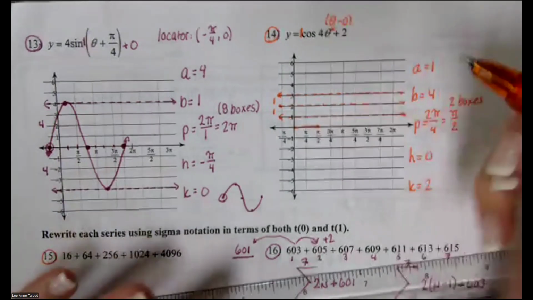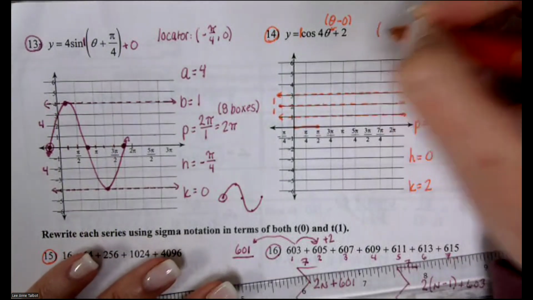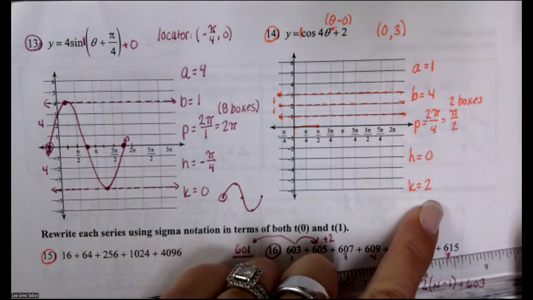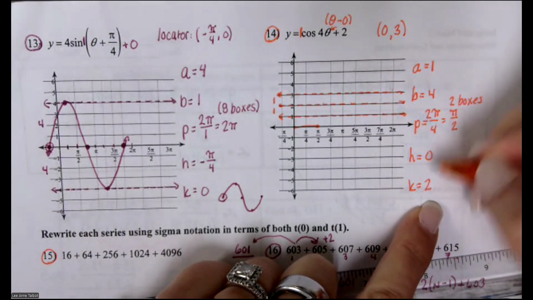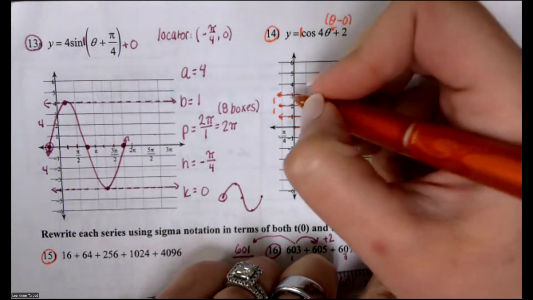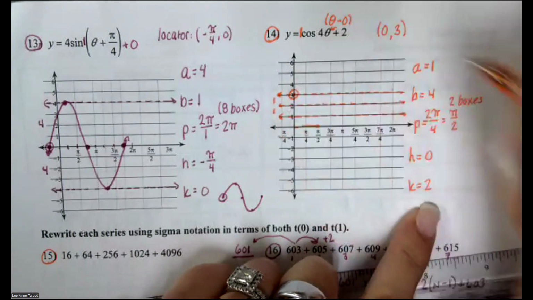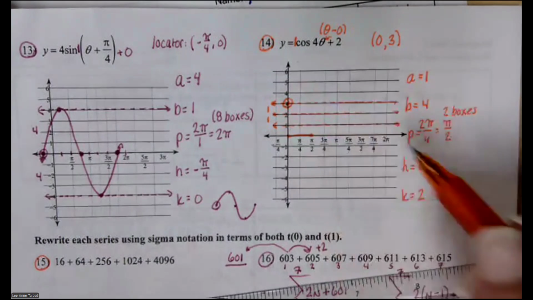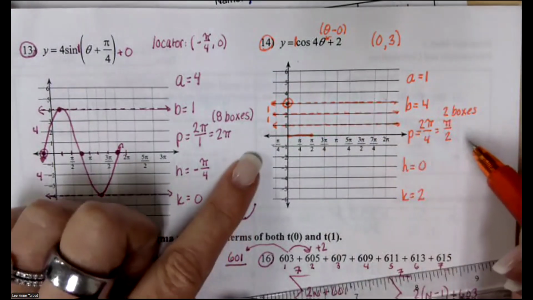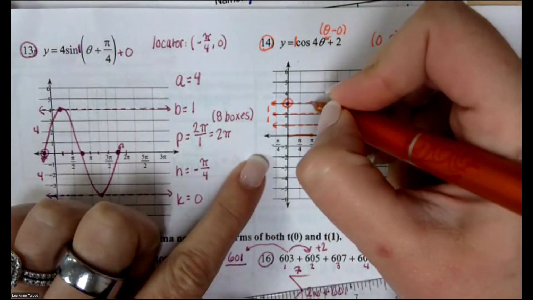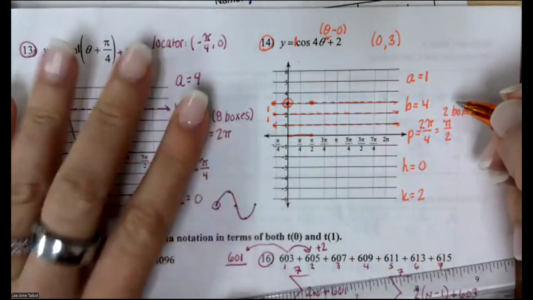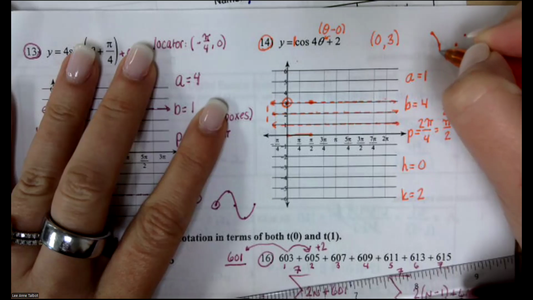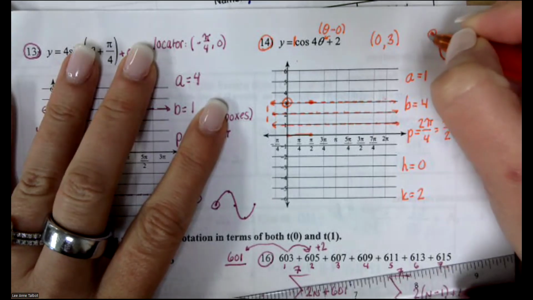Okay, this is cosine. So the locator is H comma K plus A. Okay, H and A are 2 and 1, so 0, 3, which makes sense because we start at the top with positive cosine. The period is pi over 2, which is 2 boxes. It's going to be a small guy here. And positive cosine looks like this.